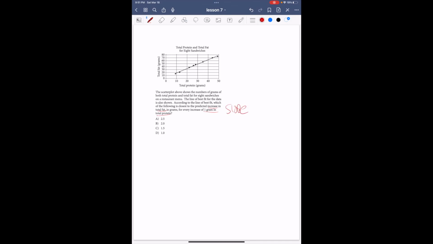So how do we find slope? We do y2 minus y1 over x2 minus x1. So I'm going to pick a couple points here. We have 40, 63. And we have 20, 33. y2 minus y1 is 63 minus 33 over x2 minus x1. That would be 30 over 20, which is 1.5.